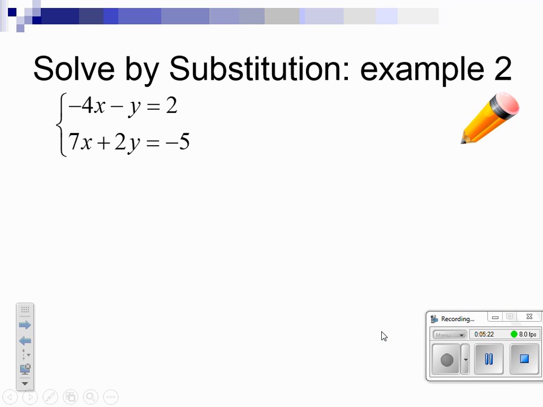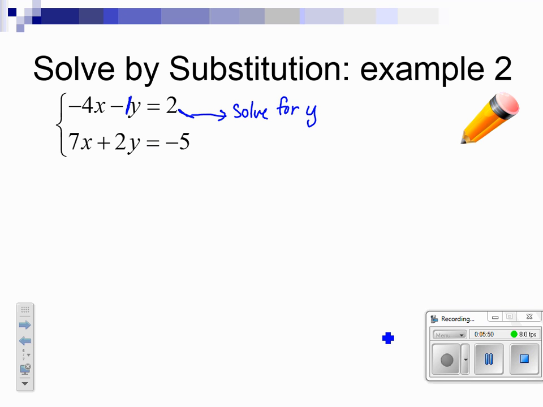Okay, when I look at this system of equations, I don't notice that anything is solved for y. So now I'm going to have to do one of those steps that I didn't have to do in the last problem. Because there's a 1 in front of this y, I'm going to solve the first equation for y, because that'll be the easiest one. Otherwise, I'm going to have fractions in the other one, and I don't want to work with fractions.